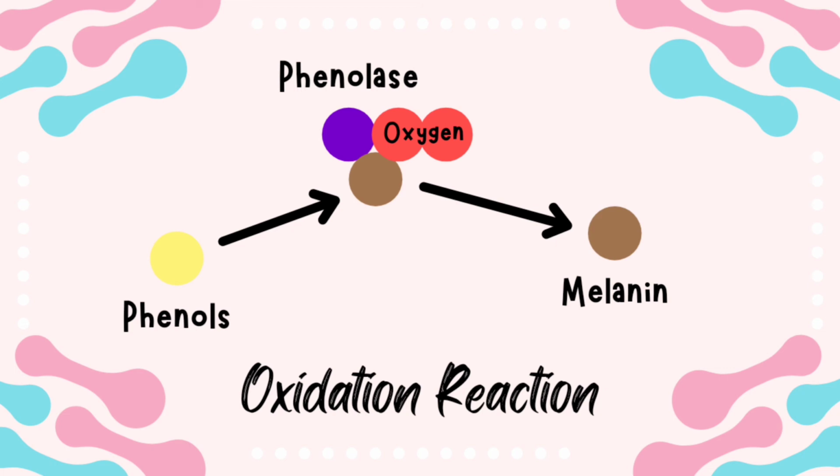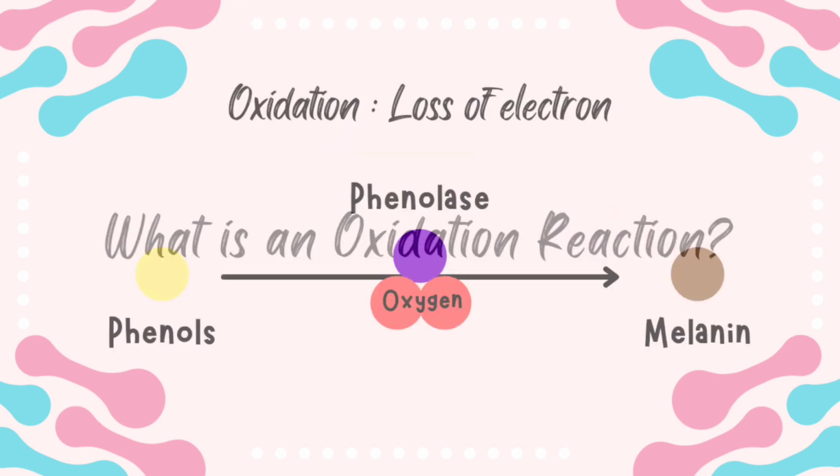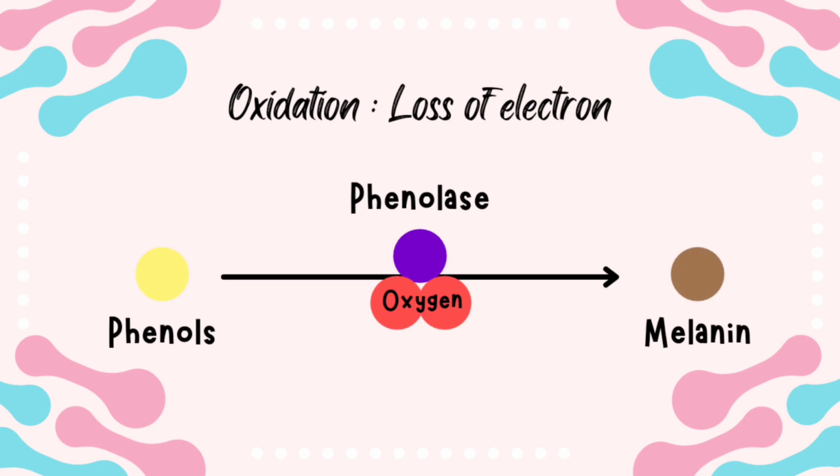Talking about oxidation reaction, what is an oxidation reaction? Oxidation is the loss of an electron. Oxygen is very good at taking electrons, so oxygen and phenolase work together to take electrons from the phenol molecules and turn the phenols into a melanin compound.